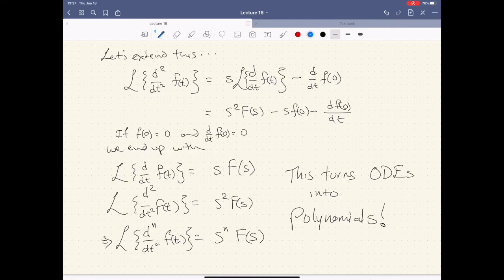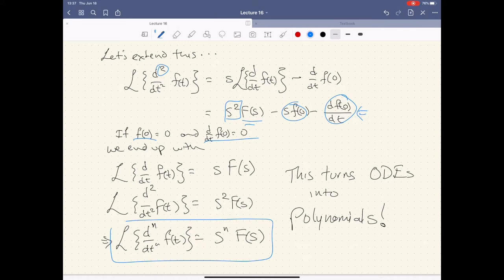Okay, so now I end up with this. I have s squared when I've taken the second derivative times my Laplace transform, and then I have some constants going on here. Now, if f at 0 was equal to 0 and the derivative of f at 0 was equal to 0, I pretty much just end up with a generalized equation that looks like this. Again, assuming s is nice and plays friendly, okay?